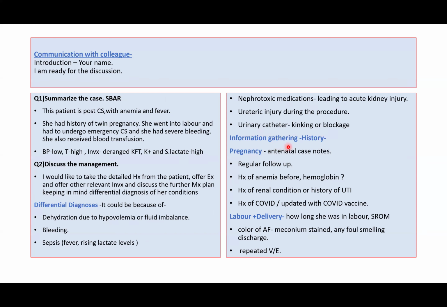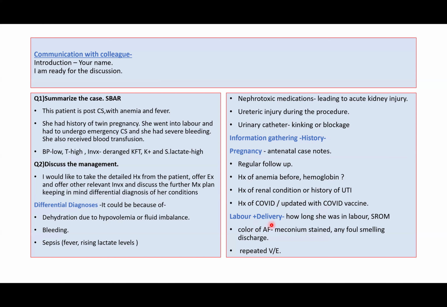Then coming to your history part. For your convenience, you can divide it into pregnancy history. I would like to know the details of her pregnancy and go through her antenatal case notes: whether she was having regular follow-up, any history of anemia before, what was her hemoglobin, any history of renal condition before or history of UTI, and whether she was updated with the vaccines, or you can say here COVID vaccine. Anyway, we are not in the COVID era now. You can remove this as well.